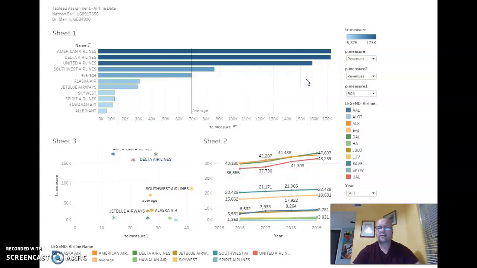Tableau assignment on airline data for Dr. Marlin's strategic management class. The data set was financial and employee information for 10 major airlines within the United States.